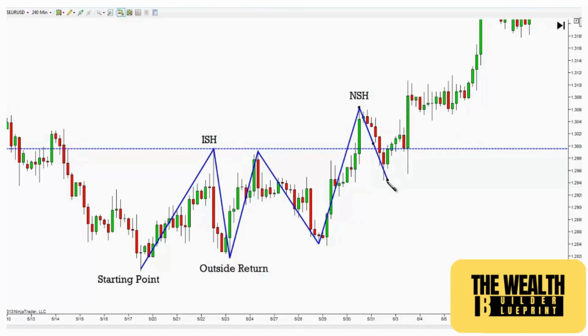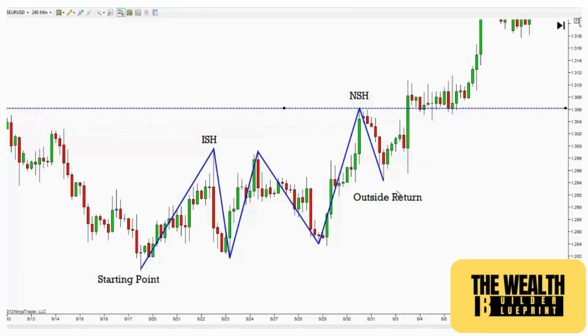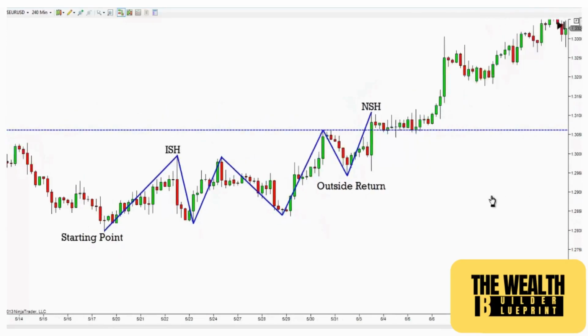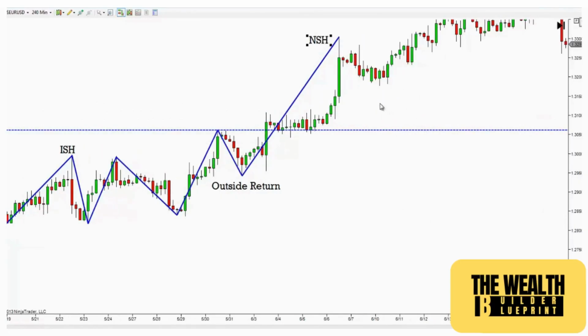Next, we get our outside return. We can bring our line up to our previous structure high right here. You can see that on this big green candle right here. What do we get? Yep, that's right. Higher high, higher close. So this becomes our new structure high. And we can watch the pattern continue. You can actually drag this all the way up to here if we want, because it keeps shooting up. We retrace down. What do we get? Outside return.